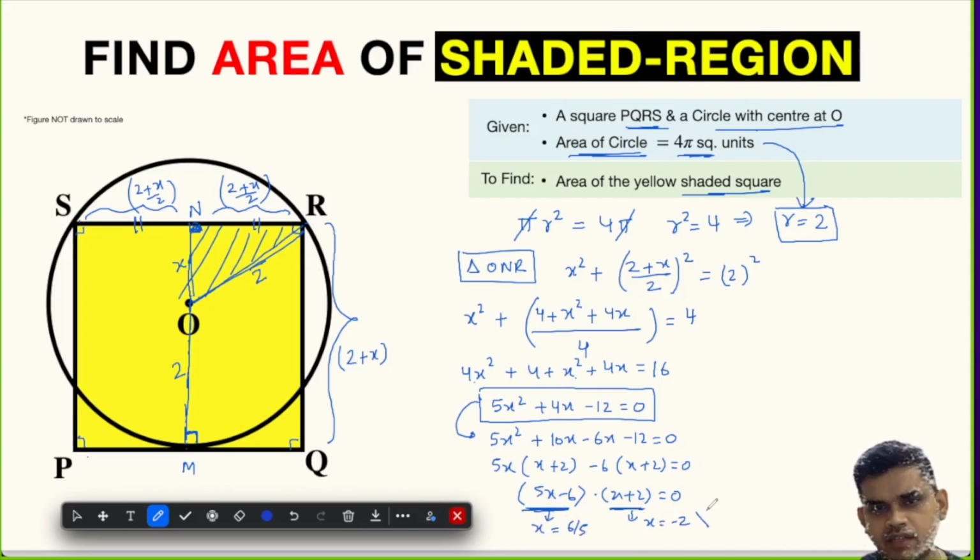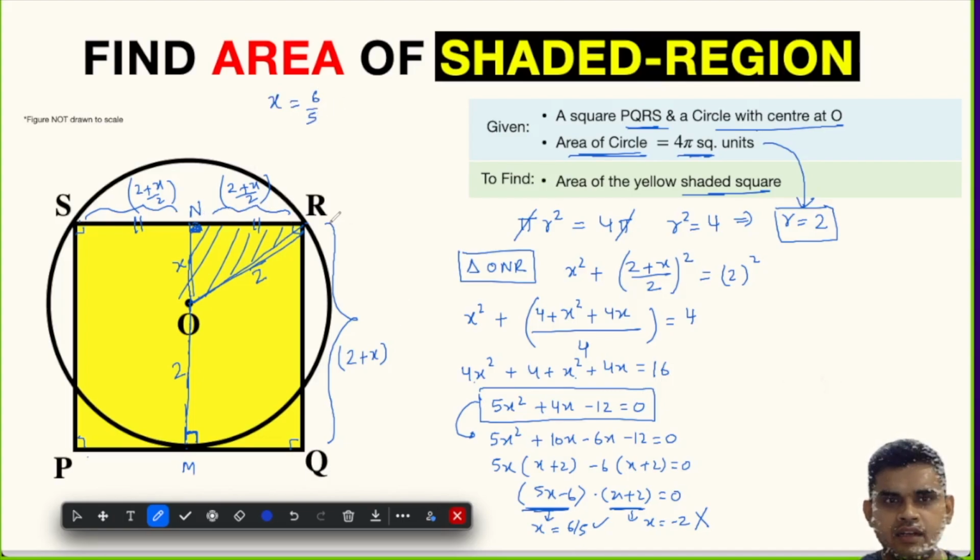So we have to discard this value, minus 2. Because if x is equal to minus 2, then this length will be 2 plus x, that is 2 minus 2, 0. So there is no sense of taking x equal to minus 2, so that is ignored. So we have got x equals 6 over 5 units.